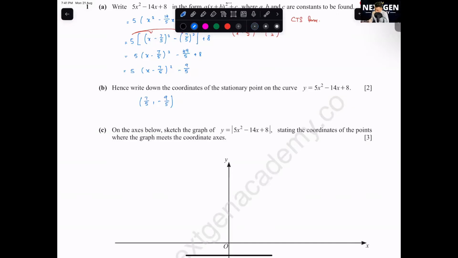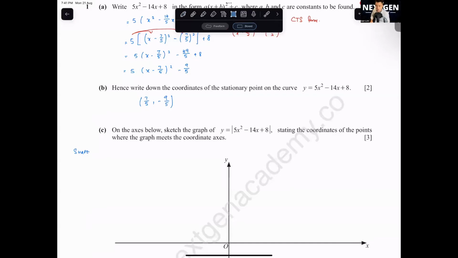Next one. On the axis below, sketch the graph of the modulus of 5x squared minus 14x plus 8, stating the coordinates of the points where the graph meets the coordinate axis. Whenever we do graphs, we use the SIM method. S is your shape. What is your shape? When we do modulus also, one thing you have to remember is you don't go and draw the modulus first.